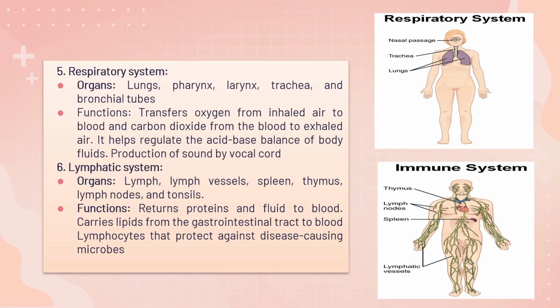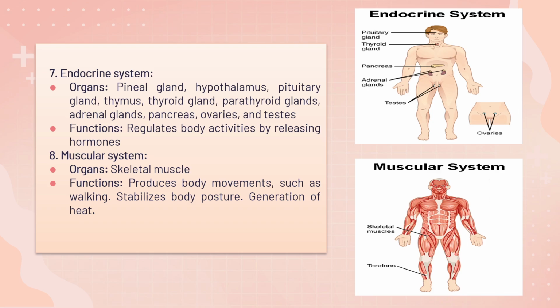Okay, now what is the function of the endocrine system? It regulates body activities by releasing hormones. Okay, next is the muscular system. Now the organs of the muscular system are the skeletal muscles. Okay, and the functions are they produce body movement. Skeletal muscles are important for body movement as they are the voluntary muscles in the body. They produce body movements such as walking, running. Okay, and they stabilize body posture. Generation of heat is also done by the skeletal muscles.